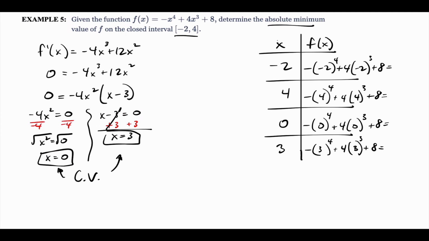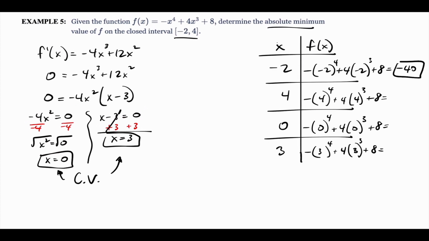Okay. So when we do order of operations, we get, let me see my notes. For -2, I get -40 when I plug it in. For +4, I get +8. For 0, I also get +8. And then when I plug in +3, I get +35. Make sure my signs are correct. Yes, that's right.